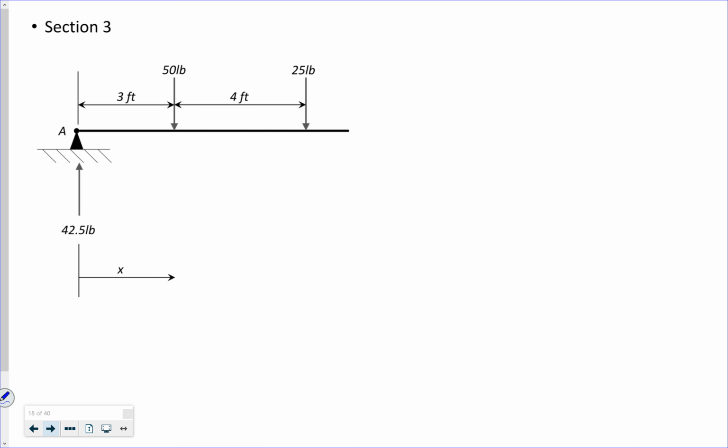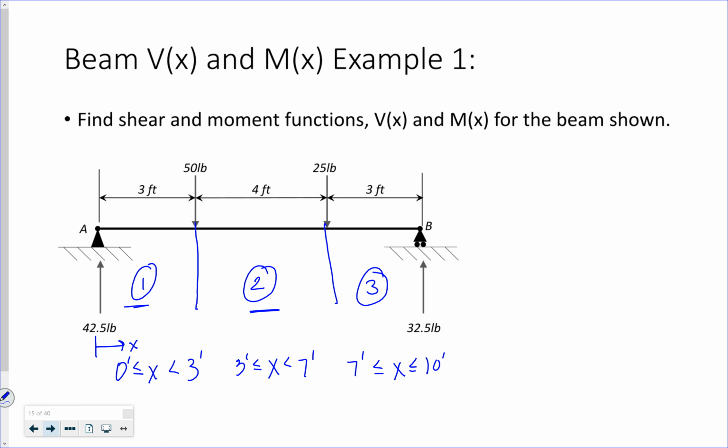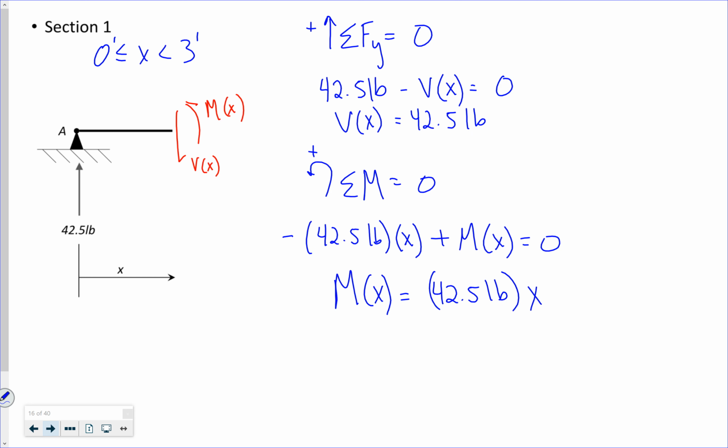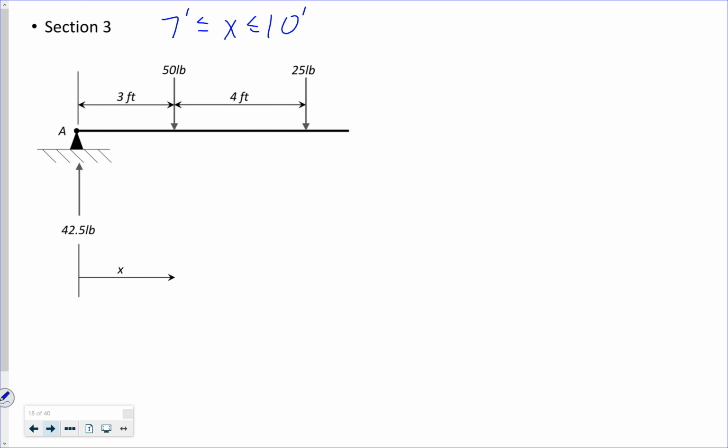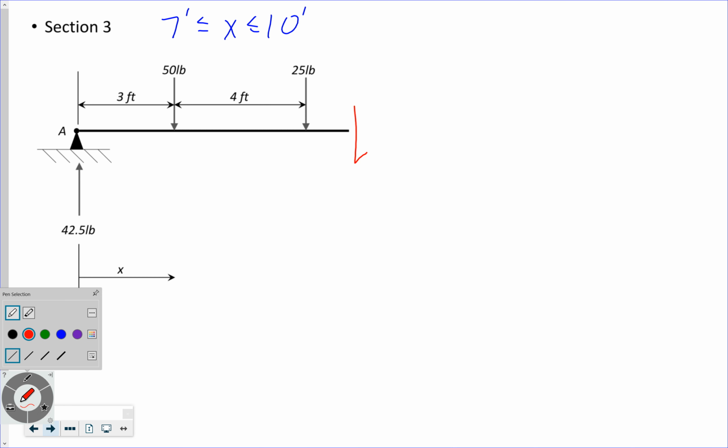Okay, I'm going to go on and finish this, so if you haven't done it, pause, and then we can check and see if you got it right. So I'm looking at x equal to 7 feet to 10 feet, right? Go back and look. 7 feet to 10 feet. My shear function, my moment function.